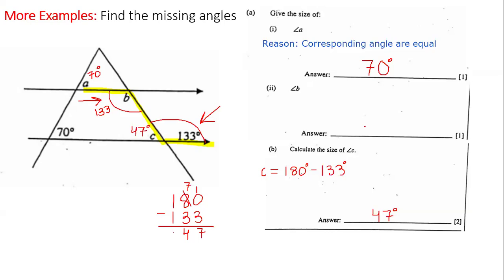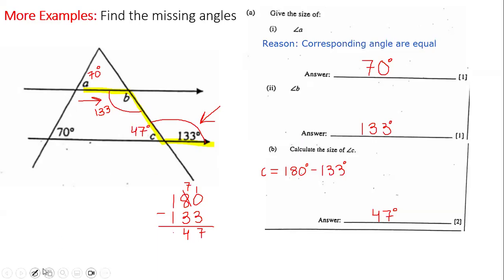Mr. Petit, I have a question. Go ahead. Doesn't the co-interior angle form a C? Yeah. But then if it turned backward, then B would be 47.